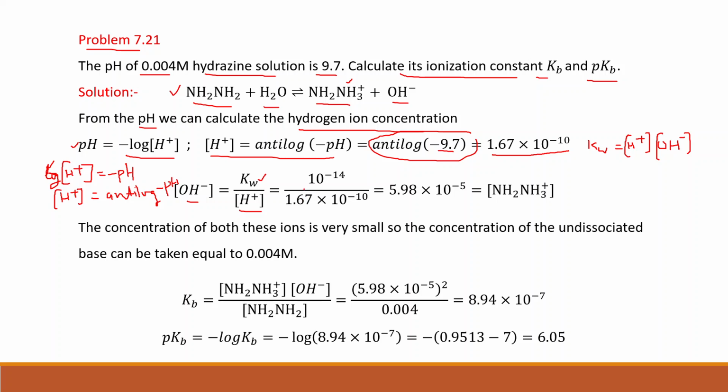and Kw, that is ionic product of water, this is 10 to the power minus 14, and hydrogen ion concentration we have already calculated. Put the value and find out and solve it. That will be equal to 5.98 into 10 to the power minus 5, and this concentration is also the concentration of hydrogenium ion, that is NH2NH3 plus.